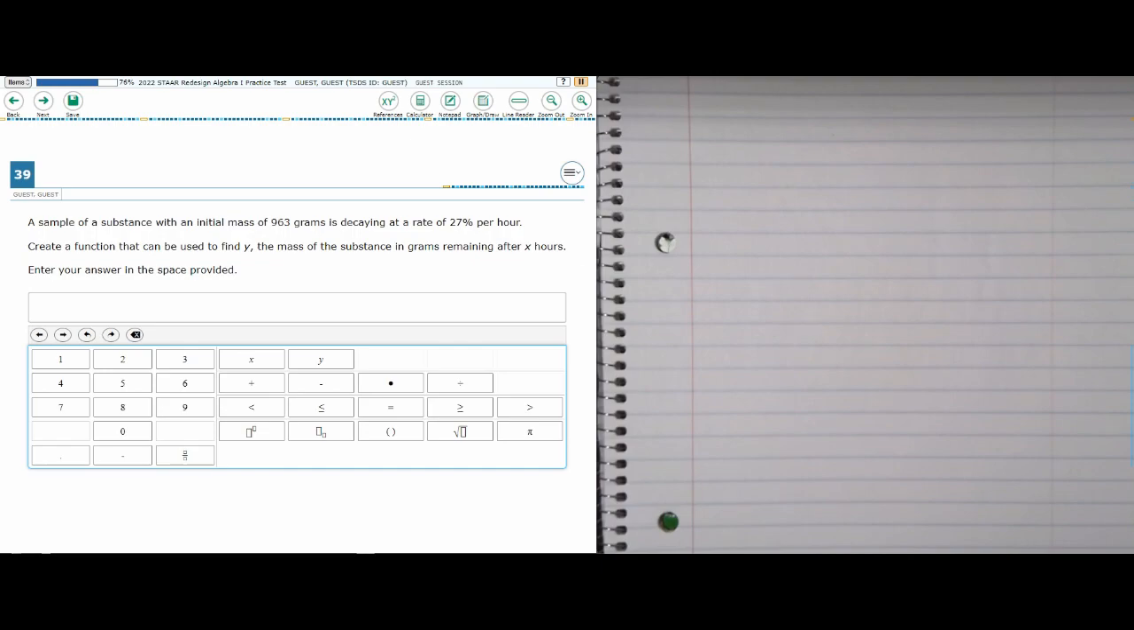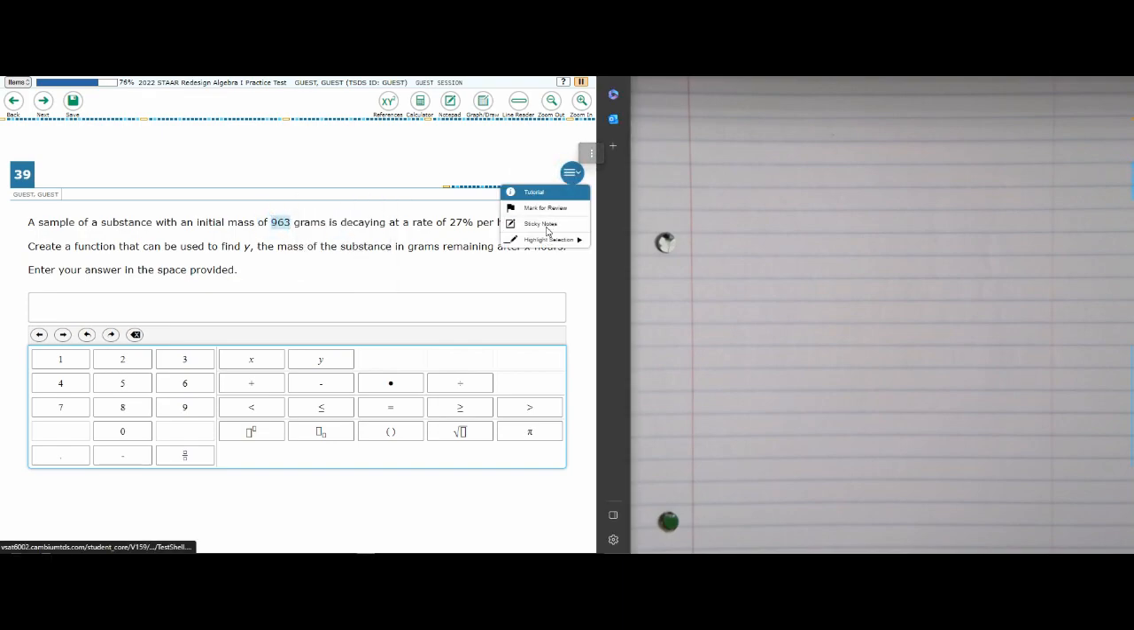In problem 39, notice it says a sample of a substance with an initial mass of 963 grams is decaying at a rate of 27% per hour. Create a function that can be used to find y, the mass of the substance in grams, after remaining for x hours. Enter your answer into the space provided.